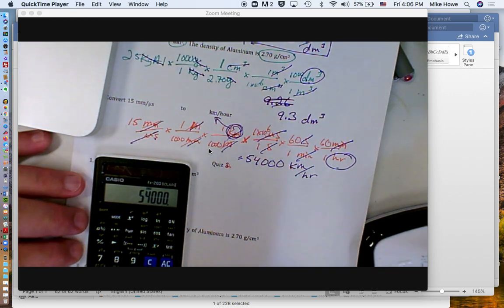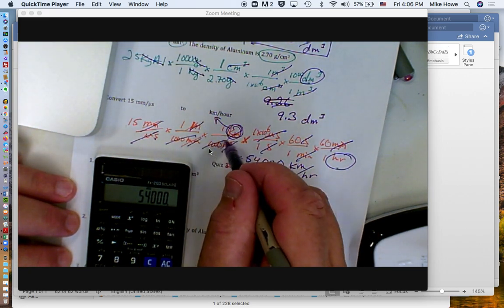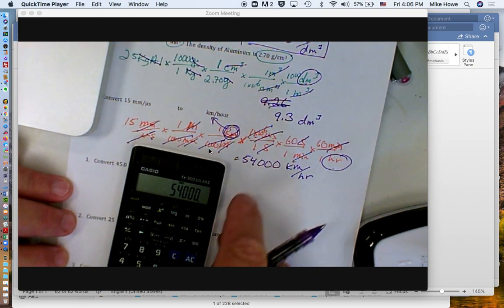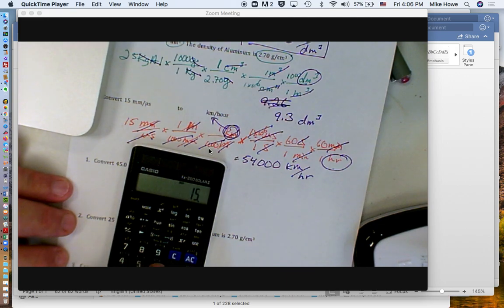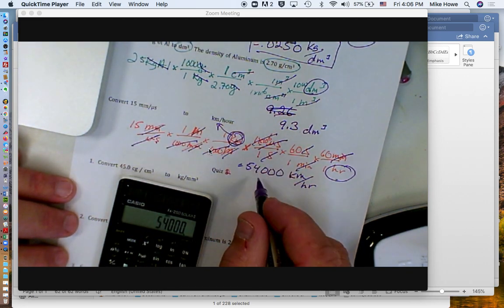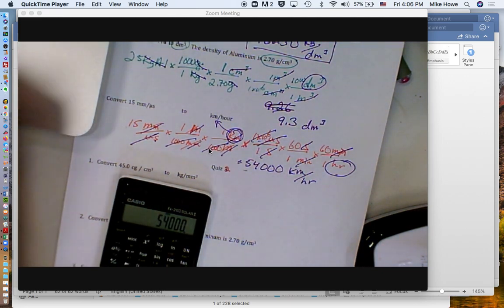per hour. Now the shortcut, if you wanted to, you could do this and this, make 1,000,000, and they cancel that out. So you'd have 15 times 60 times 60. 54,000, get the same answer. Sig figs, there are 2. This number has 2 as long as I didn't put a decimal in. And so now we've hit the end of that quiz.